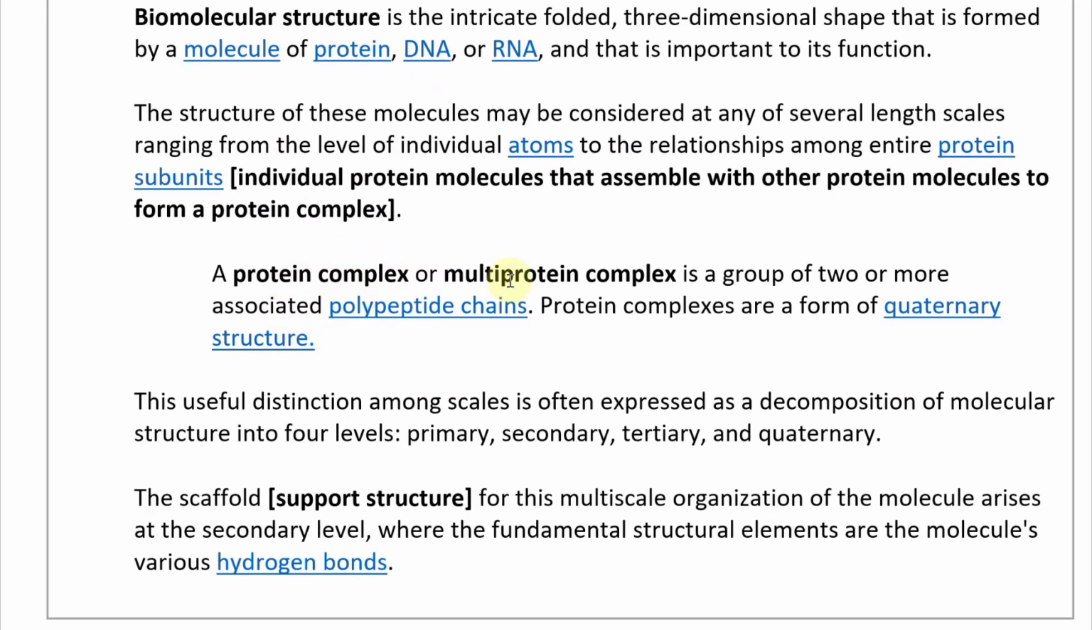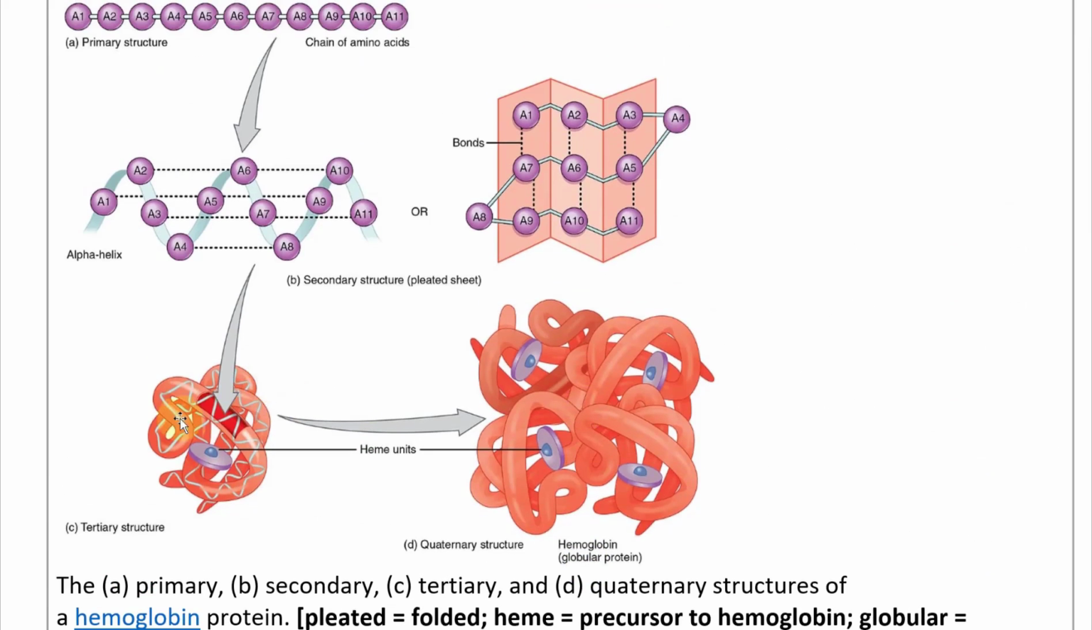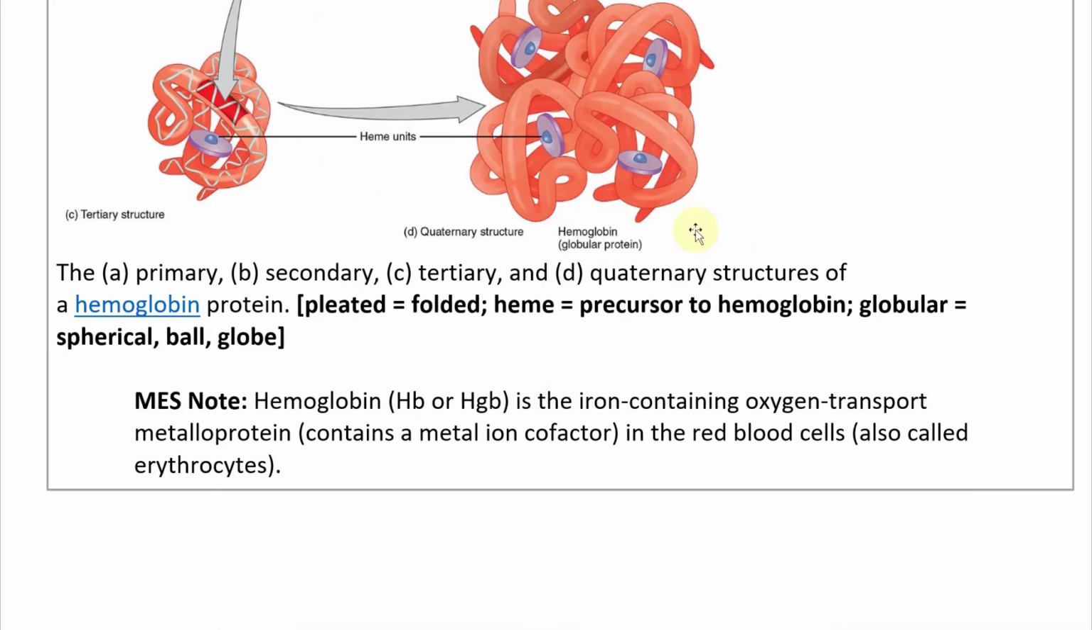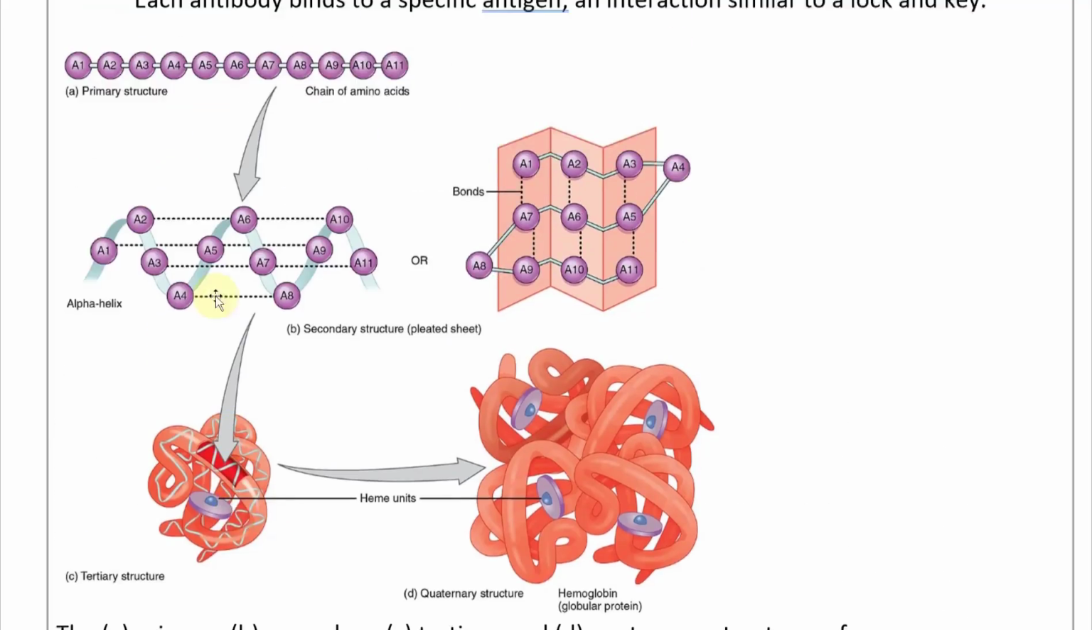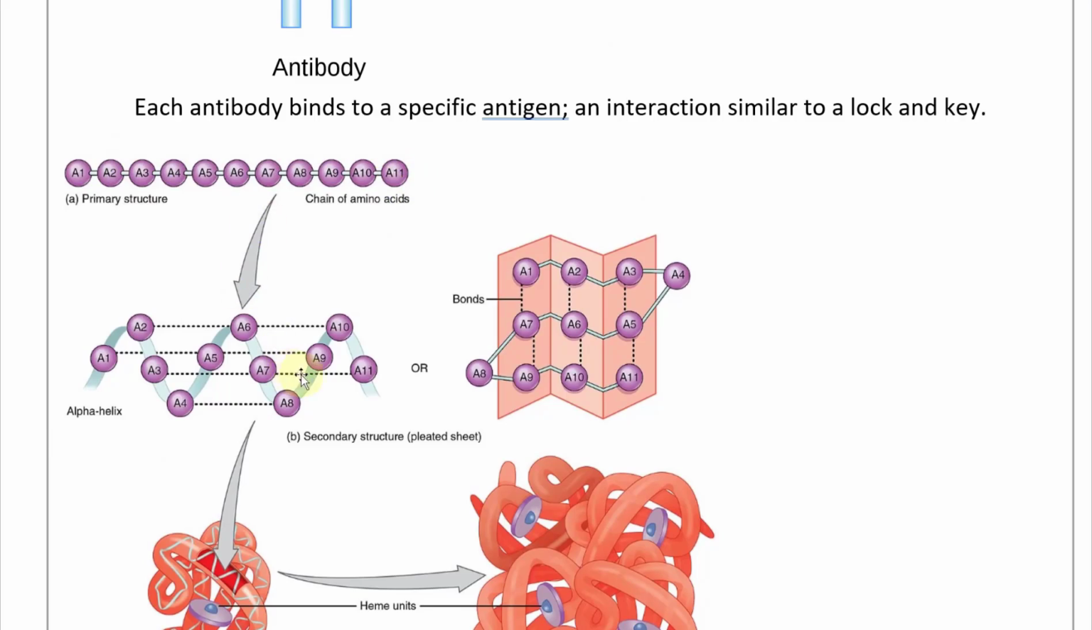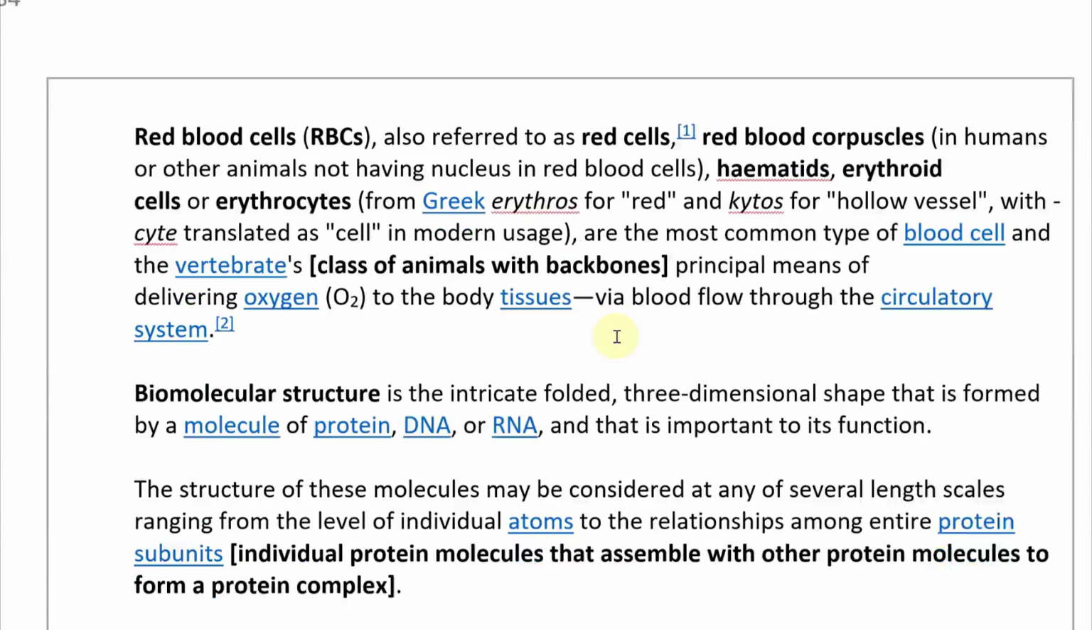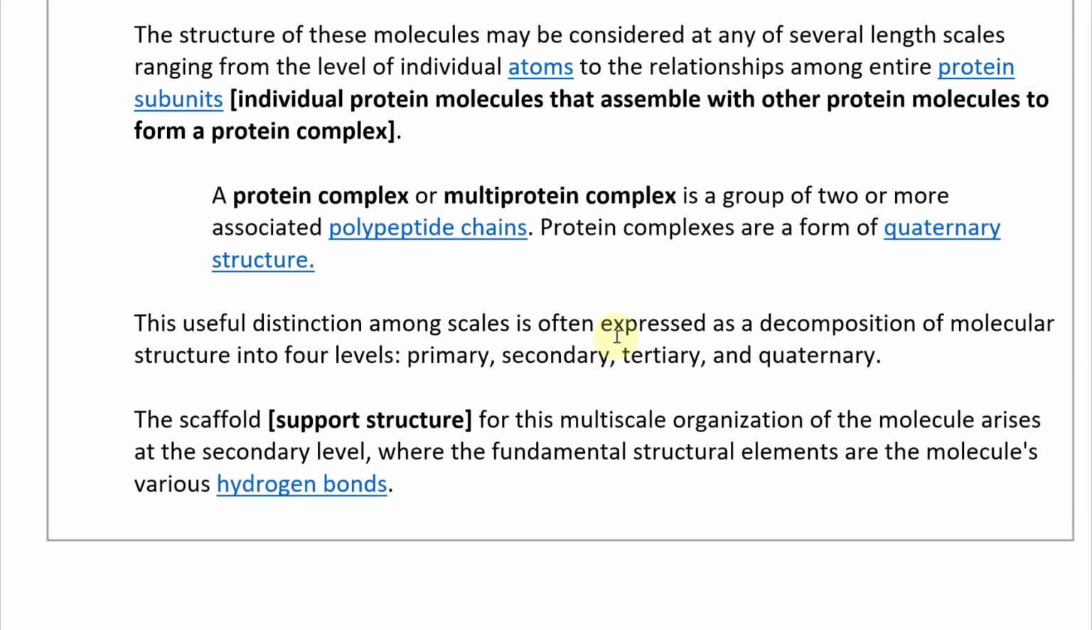A protein complex or multi-protein complex is a group of two or more associated polypeptide chains, which are just proteins. Protein complexes are a form of quaternary structure. So you have a whole bunch of these tertiary structures, and you make a whole bunch of these as a quaternary structure of these polypeptide chains. These are all just polypeptide chains right here. Primary structure, chain of amino acids. You have a whole bunch of those, you're going to get some long protein complexes.